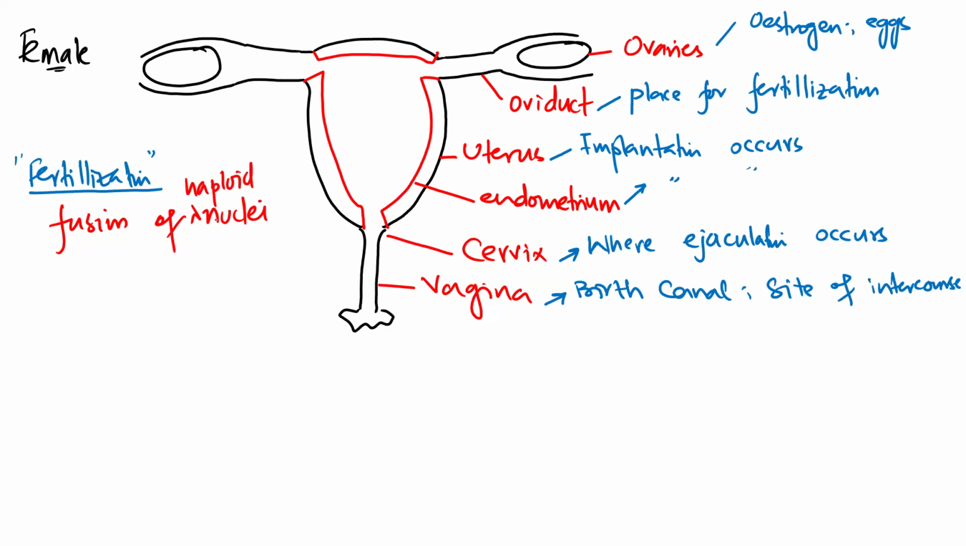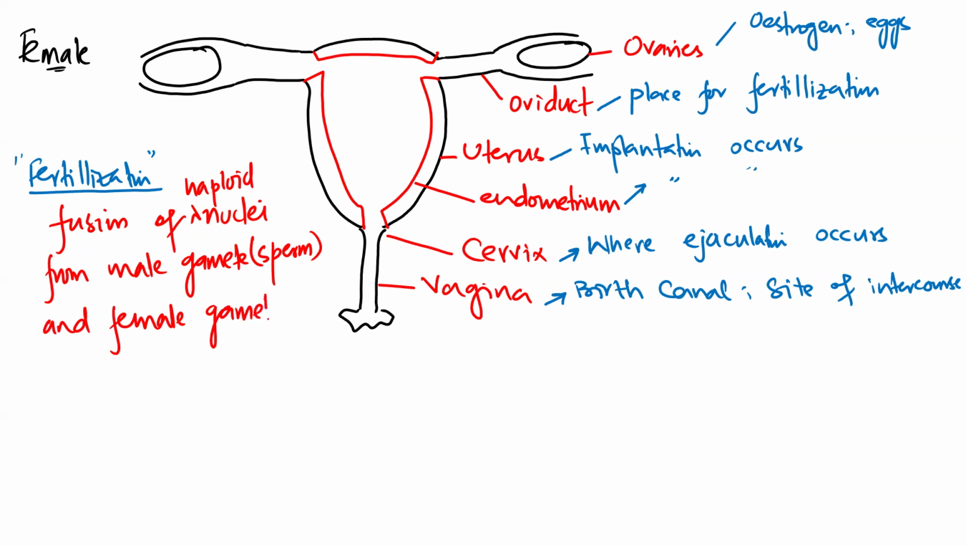Okay, nuclei combined, fusion of haploid nuclei from male gamete. But do you know what is male gamete? Yes, sperm, from male gamete and female gamete. Very good, Sahar, great. What is female gamete in human? Egg cell. Egg. So this is called fertilization.